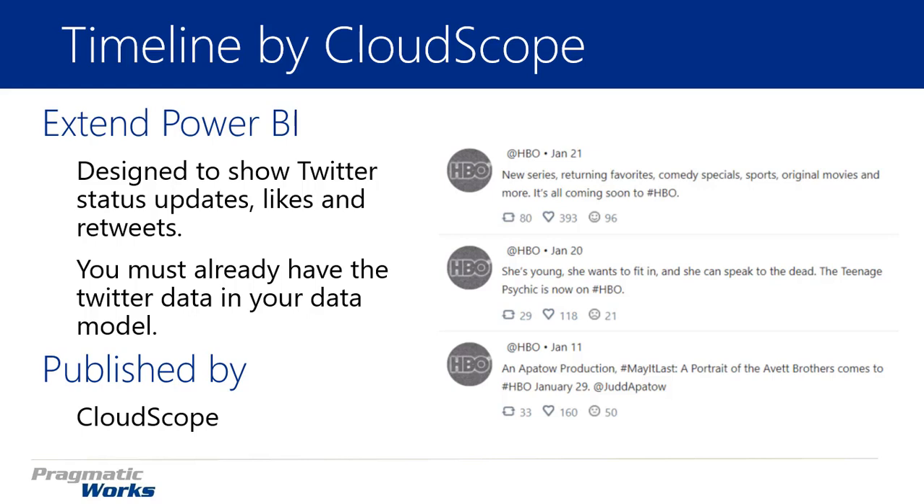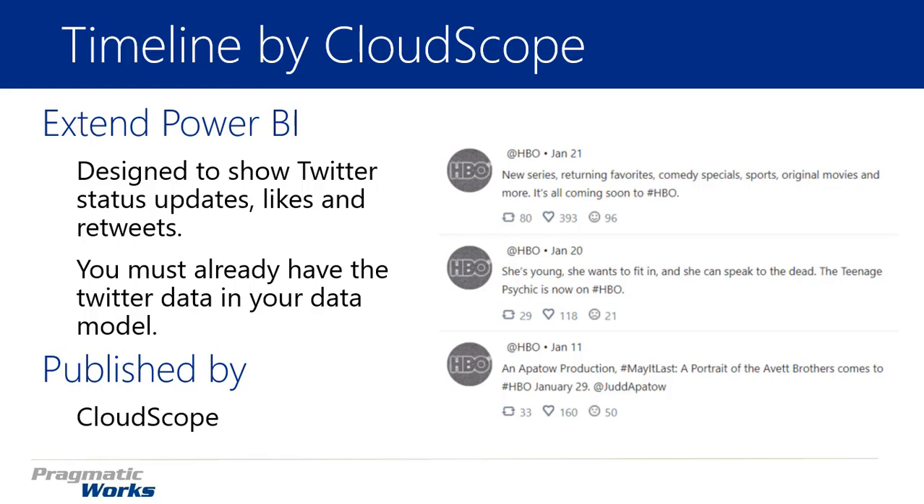Now, the one thing to note, this is just purely a visual, so it's not going to actually allow you to pull in Twitter data. To pull in Twitter data, there are several methods you can certainly search for on the web, but just note that the visual here itself, the timeline by CloudScope, while it might be for displaying Twitter data, it does not necessarily pull in Twitter data for you. So that data needs to already be in your data model before you can jump in and start to use it. And like I said, there's various methods you can find on how you can use that if you do a quick search.